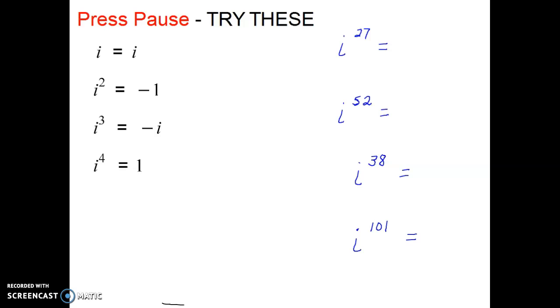Here's 4 to try out. So you can press pause. Once you're done, you can hit play again to see the solutions. But you want to take each of the exponents and divide it by 4. If there's a remainder left, that remainder corresponds with which of the 4 values you would want to use.